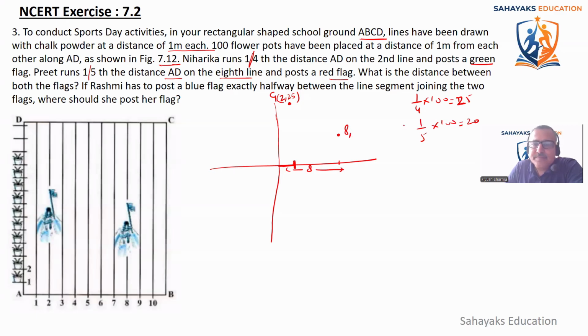And then she has already covered 1/5 of the distance, 1/5 of 100 meters. So that means (8, 20). So instead of giving the coordinates, they have given it in the form of a field. Now, I think it will be easy to find the distance between the green flag and the red flag. Isn't it? So we have to find the distance between (2, 25) and (8, 20).